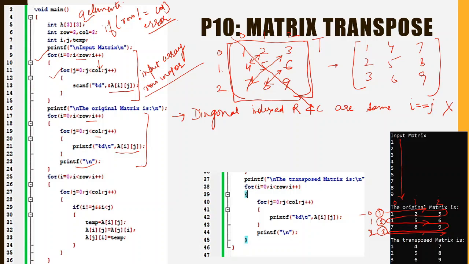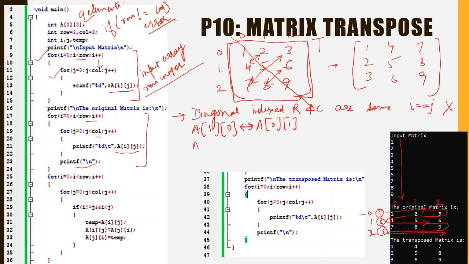Apart from that, you can see that 4 and 2 are replaced. The index of 4 is 1 0, and it is to be interchanged with 0 1. Okay, and let us see one more interchange location, that is this 7 is interchanged with 3.